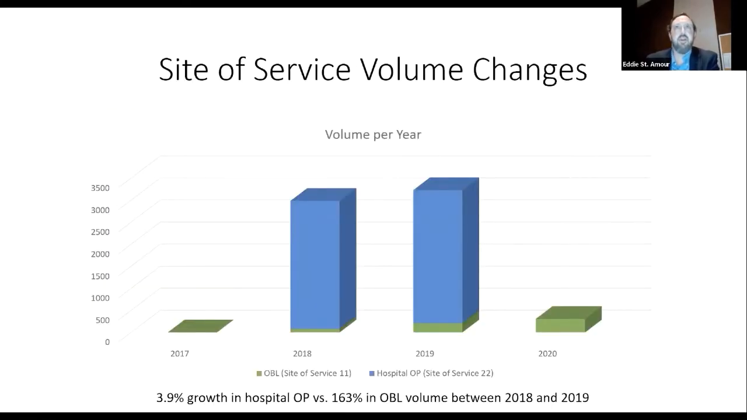As you can see from this chart, we aren't the only facility to embrace OBL Y90s. There's been incredible growth in OBL Y90s since first performed in 2017. There were 3 performed in 2017, 80 performed in 2018, 210 performed in 2019, and 310 so far in 2020. I was only able to obtain the hospital outpatient data from 2018 and 2019 for comparison. Those are 2,905 in 2018 and 3,017 in 2019. However, they're expecting a drop in hospital outpatient volume in 2020, secondary to COVID, obviously.